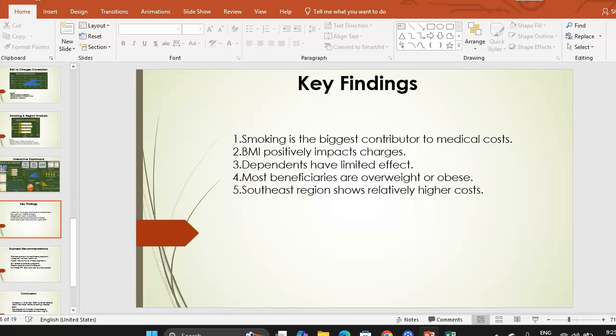Then the key findings. The major findings from this project are: smoking is the strongest driver of medical charges. Higher BMI contributes to increased healthcare costs. Most individuals are overweight and obese. Dependents have very little impact on charges. Southeast region shows comparatively higher expenses.